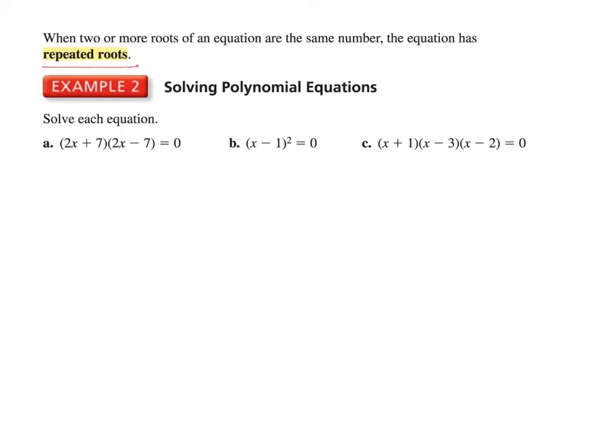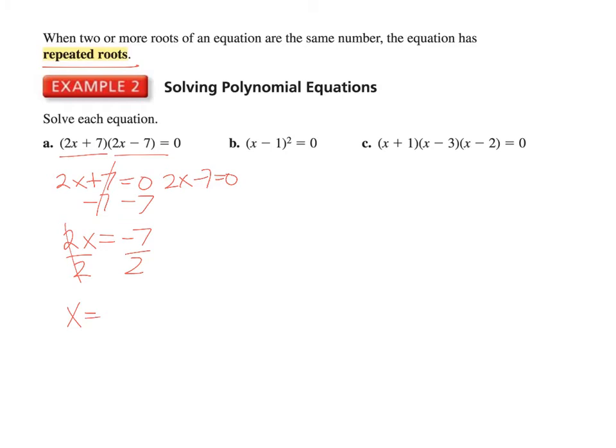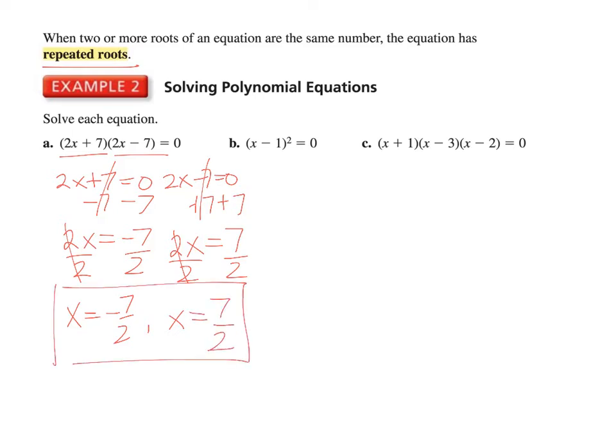All right, solve each equation. Same thing as what we did before. 2x plus 7 equals 0. 2x minus 7 equals 0. All right, just take your time working it out. All right, simple as that.